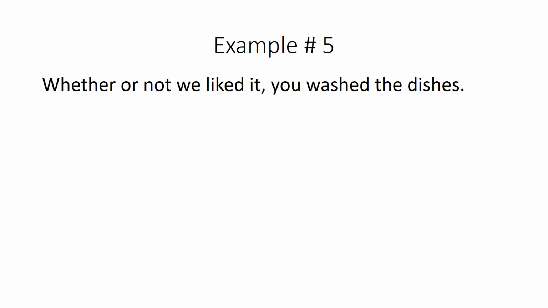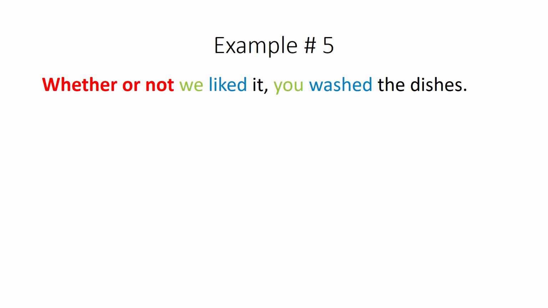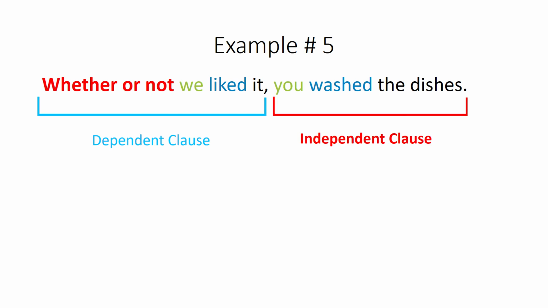And the last example. Whether or not we liked it, you washed the dishes. Liked is the verb and we is the subject. And washed is the second verb and you is the subject. Again, the you has a comma in front of it. So that's like there's nothing in front of it at all. But whether or not comes before the word we. This whether or not counts as a subordinating conjunction. So there's the dependent clause, there's the independent clause. So it's a complex sentence.